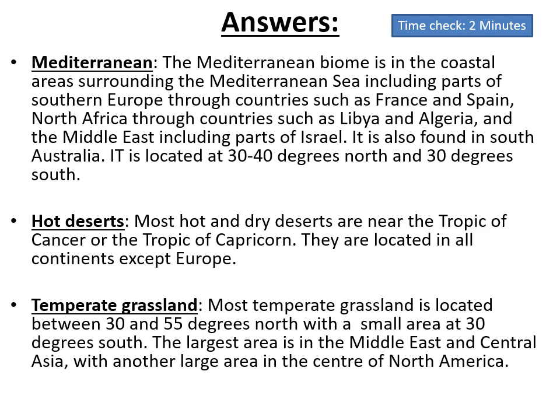So the Mediterranean biome is in the coastal areas surrounding the Mediterranean Sea. That's the most important bit. All the Mediterranean biome locations are on the coast, including parts of southern Europe through countries such as France and Spain, North Africa through countries such as Libya and Algeria, and the Middle East including parts of Israel. It is also found in South Australia. It is located at 30 to 40 degrees north and 30 degrees south.